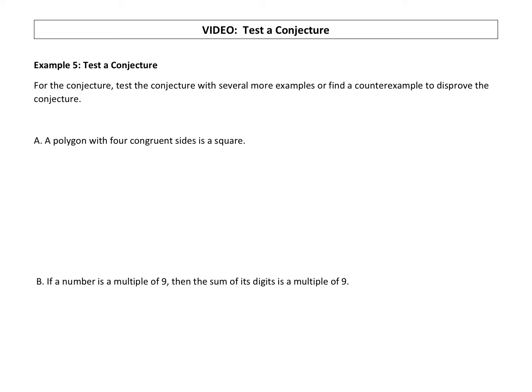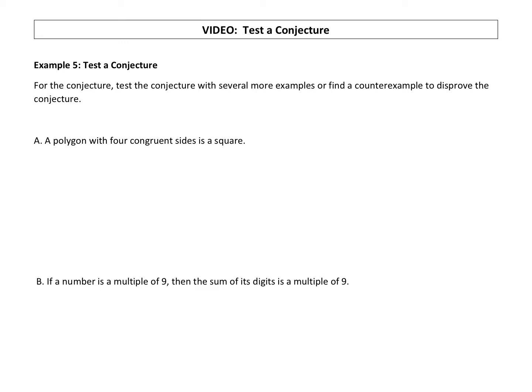All right, our last video of the lesson, we're going to work on testing a conjecture. For the conjecture, test the conjecture with several more examples or find a counterexample to disprove the conjecture. So if we can disprove it with a counterexample, let's do that. If we can't think of a counterexample, we just want to test it several times to show that it is proving true for the examples we're coming up with.